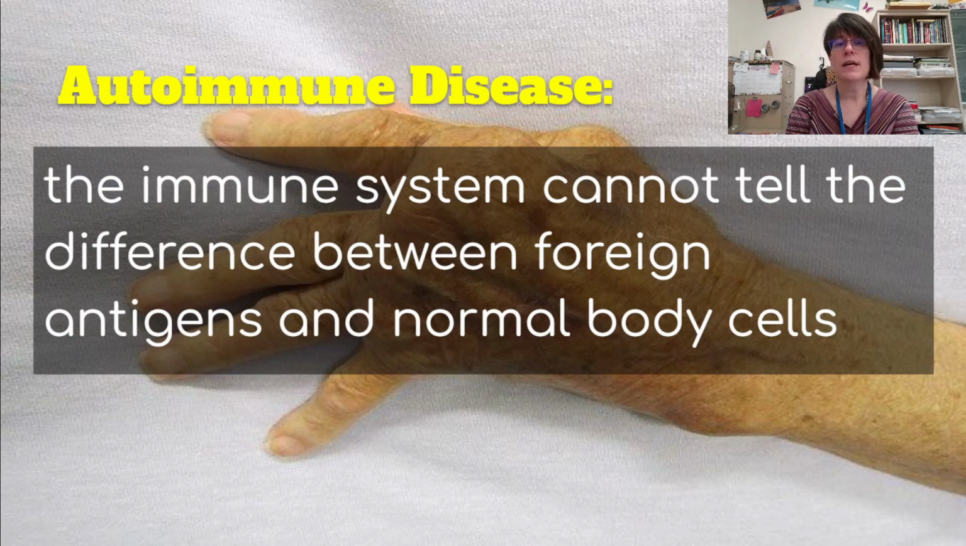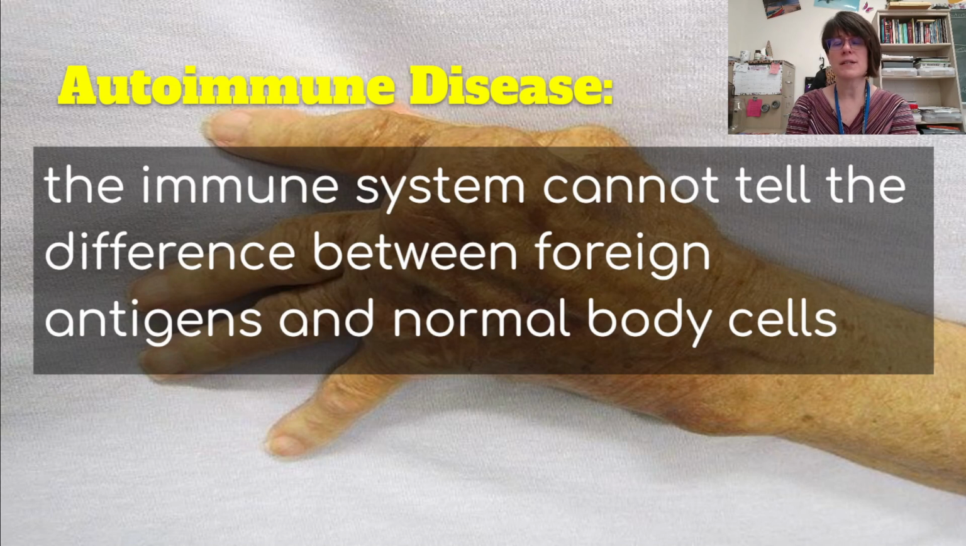Something else that you might encounter with the immune system are autoimmune diseases. This is when the immune system cannot tell the difference between foreign antigens and normal body cells. In the background here is a picture of somebody's hand who has rheumatoid arthritis. In rheumatoid arthritis, the immune system basically thinks that the body itself is foreign, and so it will start attacking things. In the case of rheumatoid arthritis, it starts attacking the joints.